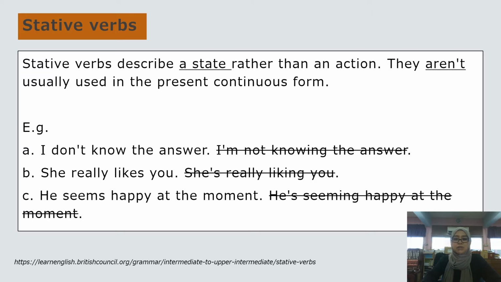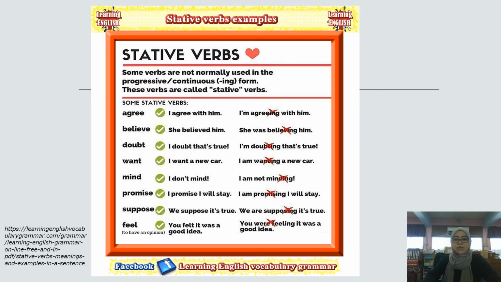Okay, let's continue. Here are other examples of stative verbs. If you can see from the slide there, we have some verbs that are not normally used in the progressive or continuous or ing form. So these verbs are called stative verbs. So all the forms or the sentences that do not use the ing, it is called as stative verbs. So what are they? Let's look at the sample one by one.